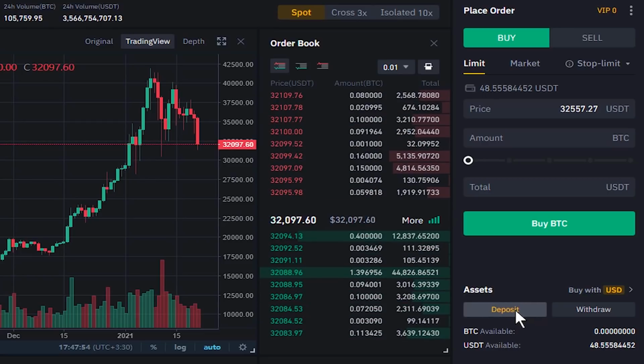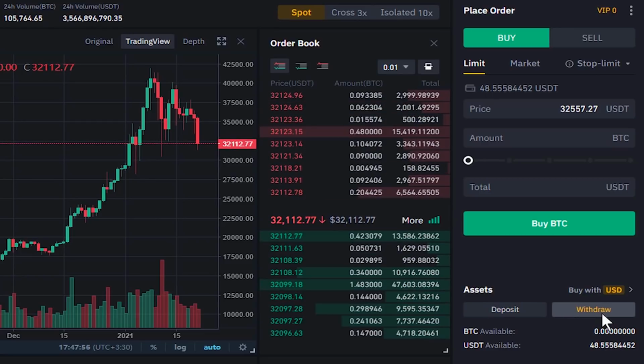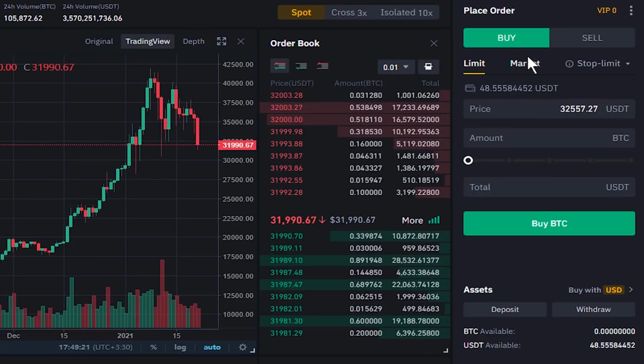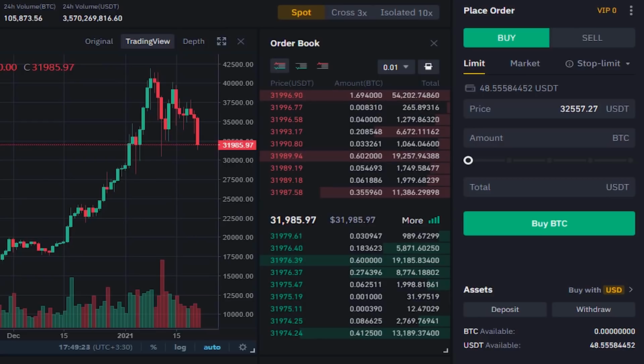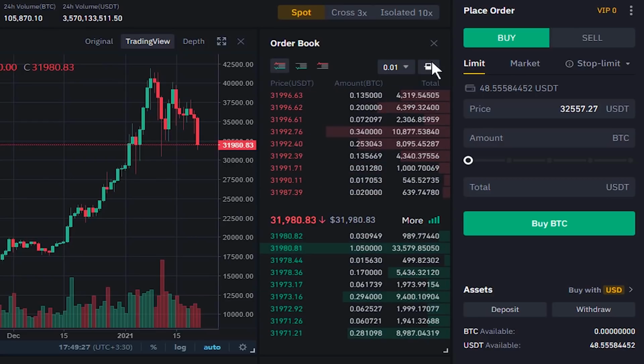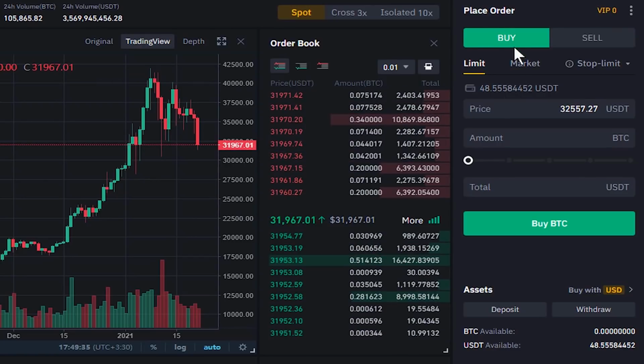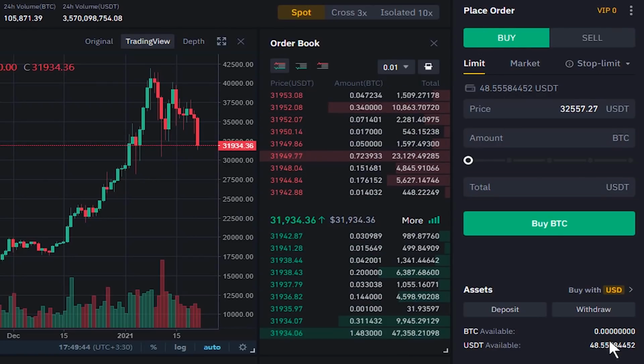And here you can deposit or withdraw from your account. Here at the top we have two tabs, buy and sell. The pair that we have selected is Bitcoin to Tether, which actually means we buy or sell Bitcoin in exchange for Tether. So to buy Bitcoin, you must have Tether available.